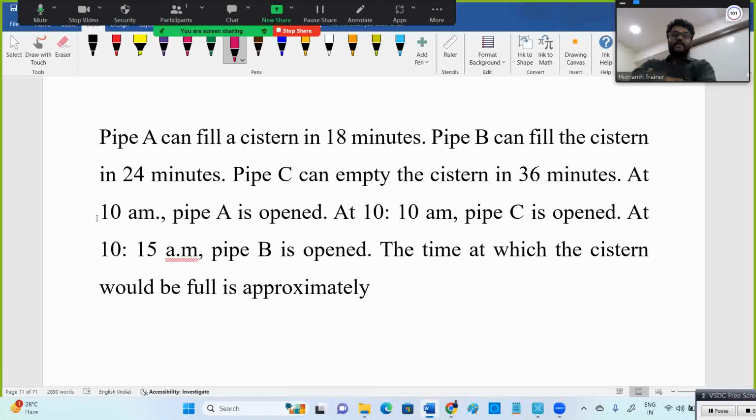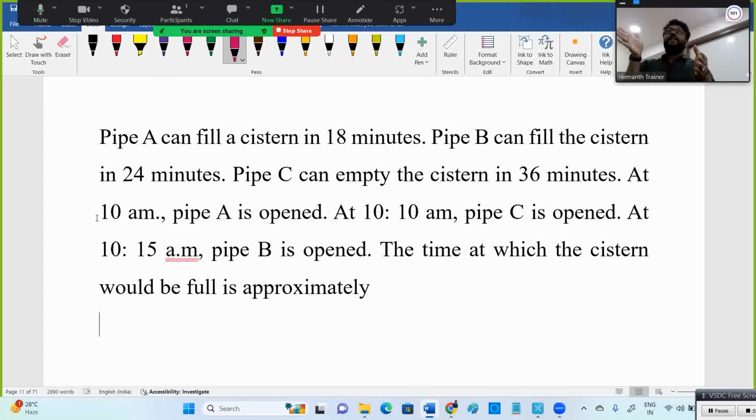The time at which the tank would be full is approximately at what time the tank is going to be filled. All pipes are not opened at a time. 10 a.m. only pipe A is open. A is going to fill the tank. At 10:10 C is open. A is available still. From 10 a.m. onwards, A is open only. It's not closed. If it is closed, they have to mention. From 10 a.m. onwards, A is open until the tank is filled.